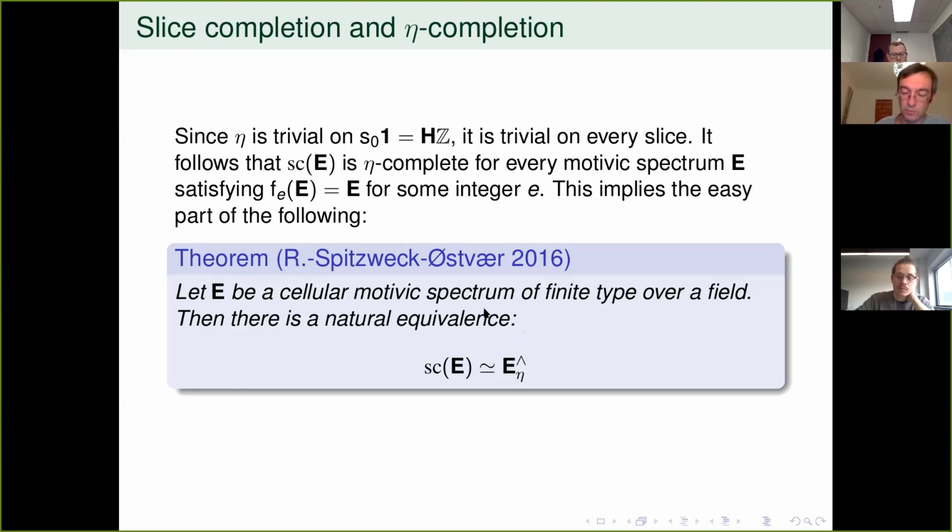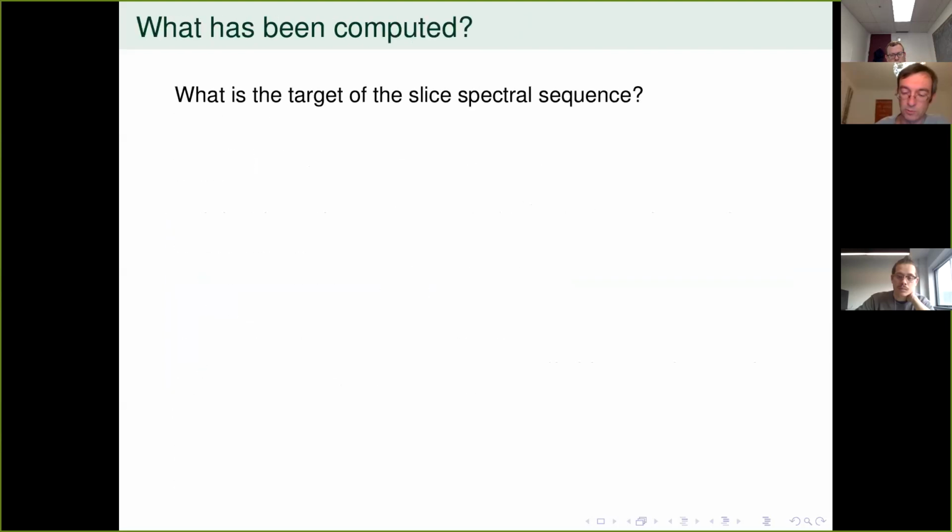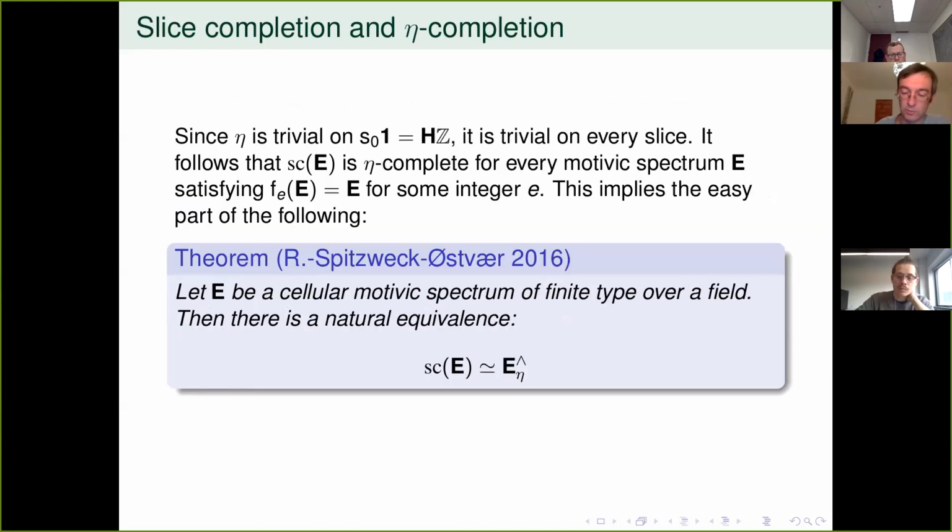But now we only look at a certain type of cellular motivic spectrum. In particular, this applies to the sphere spectrum. This is a cellular motivic spectrum with only one cell. It's of finite type. And the slice spectral sequence actually computes the eta completion of the sphere. So this is sort of the answer to this question, which came up here. What has been computed? Well, we're computing the eta completion of the sphere spectrum, not the sphere spectrum itself. So we have to investigate the difference.